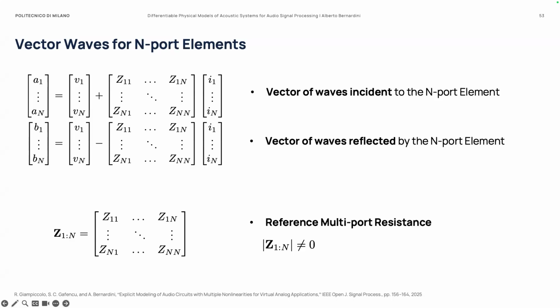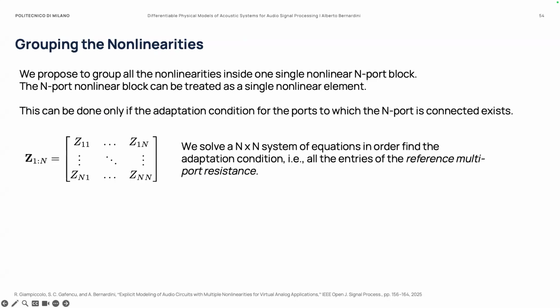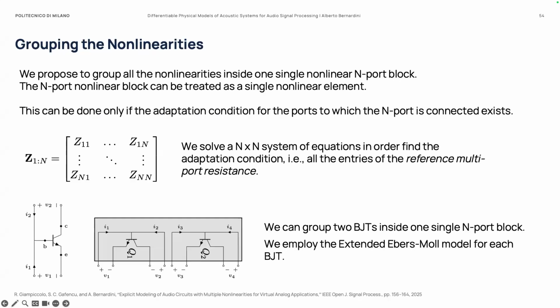So the first step is to generalize the definition of waves to n ports. So it's not just 2 ports, but an arbitrary number of ports, and define a new transformation which is n-dimensional. With this extension of the wave variable definition, we can, for instance, model 2 BJTs, so 2 + 2 ports, 4 ports, for the nonlinear block. Okay.